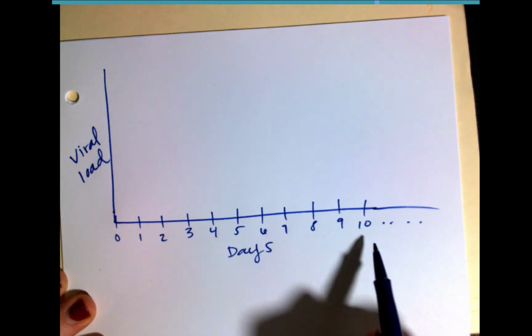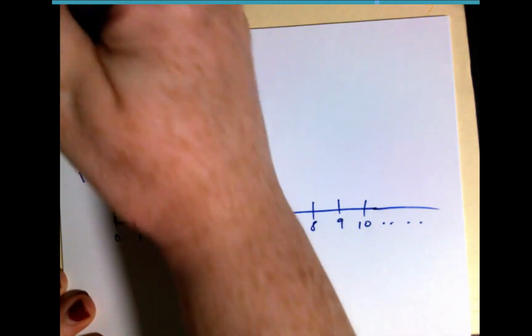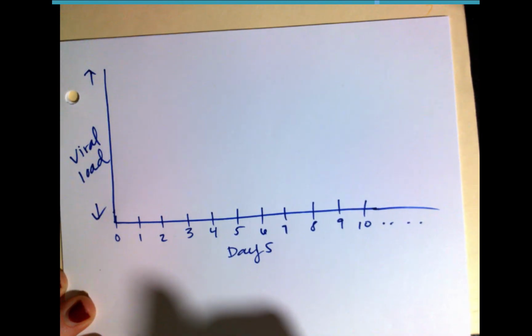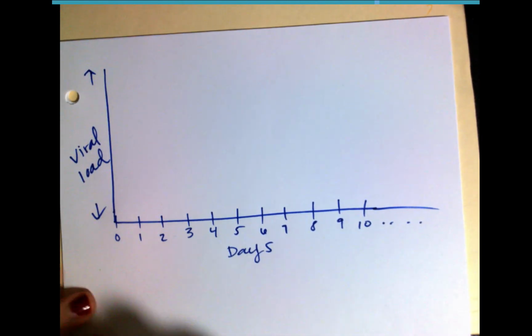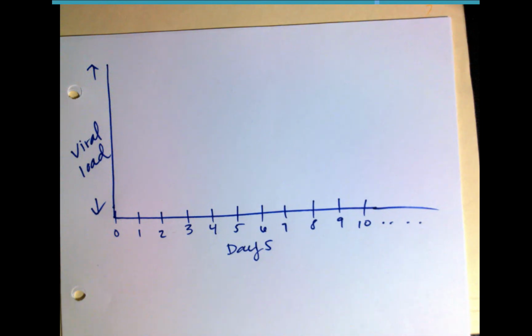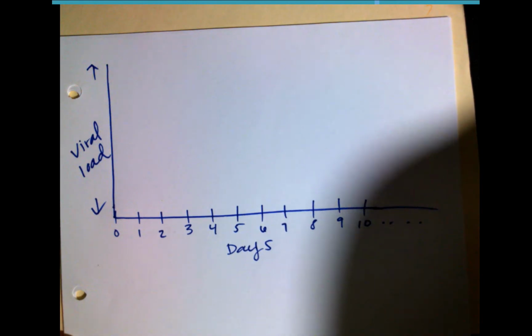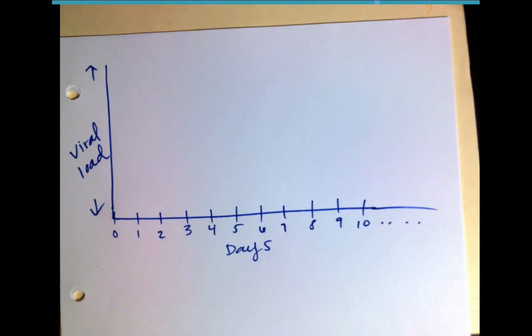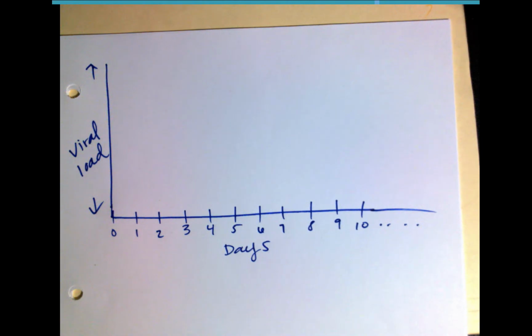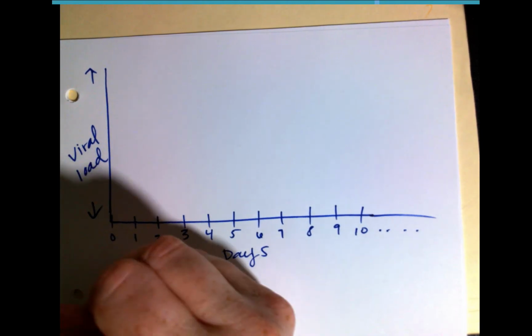I'm going to have days here, and I'm going to have viral load here. This is going to be higher, lower. And so what we want to do here is look at the difference between a vaccinated individual and an unvaccinated individual. And by the way, I will share the sources where I got this information from. So I'm going to try to simplify this.